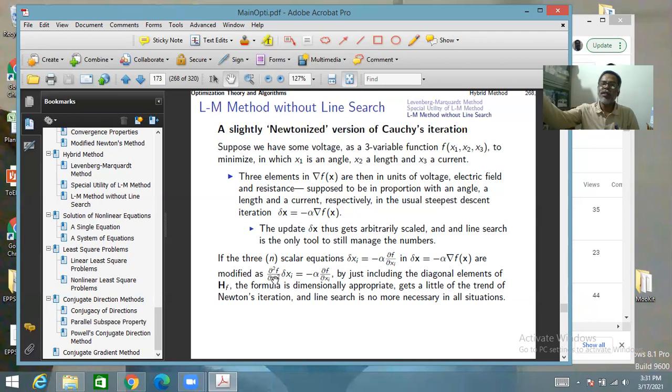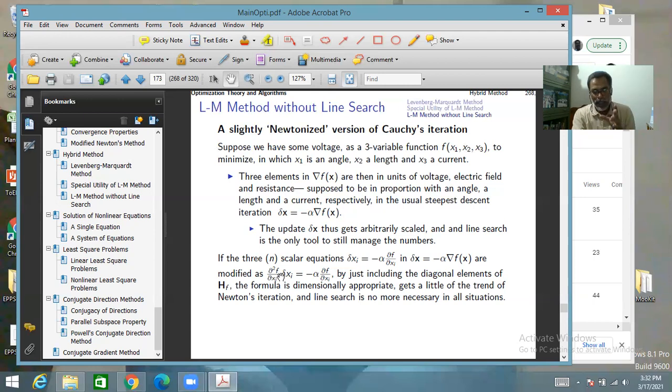From the Hessian matrix, this is the corresponding diagonal component. The off diagonal components are del 2f by del xi del xj. This is the diagonal component. So the major diagonal component of the Hessian is incorporated, and the proportionality becomes physically relevant, and the line search is not that crucial anymore, because anyway in Newton's method, pure Newton's method, line search was not there, right?